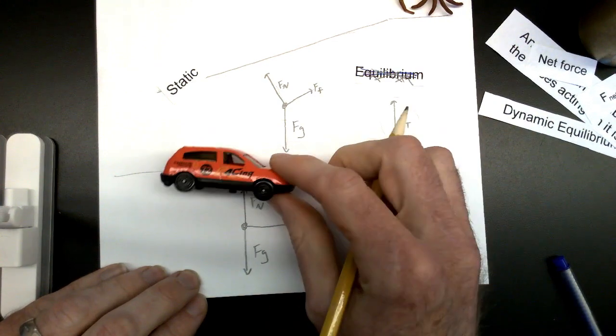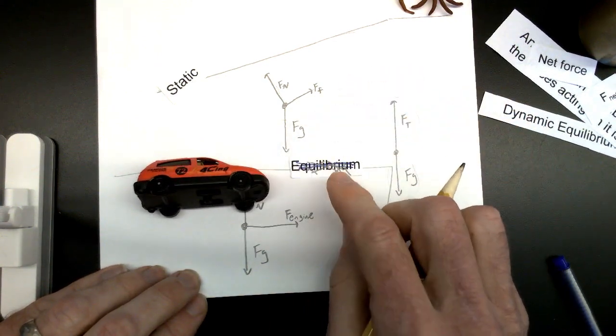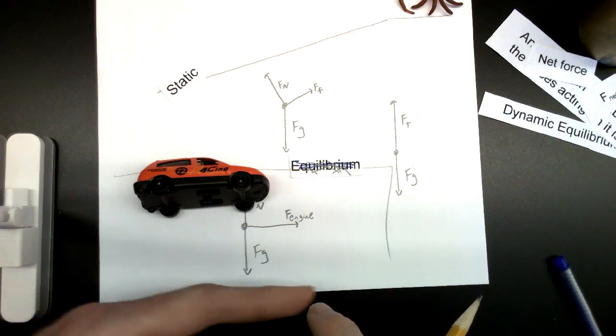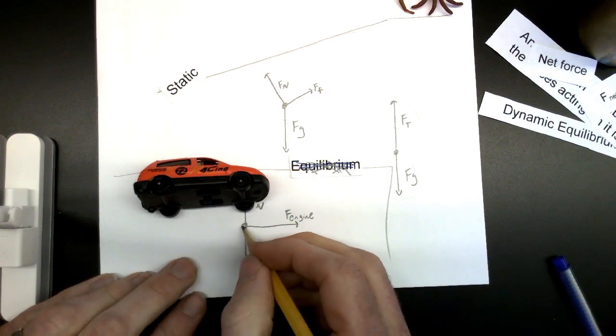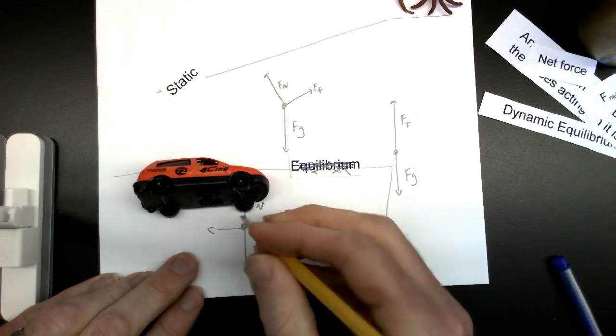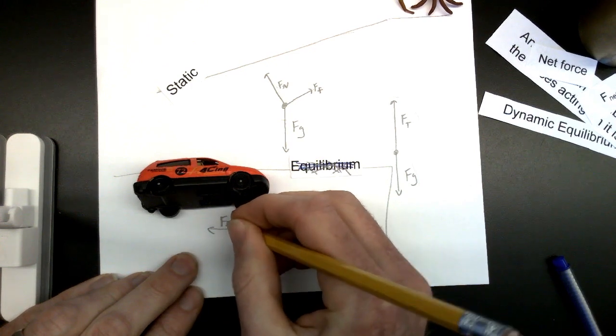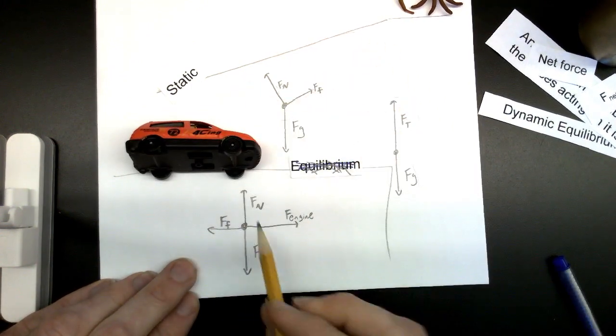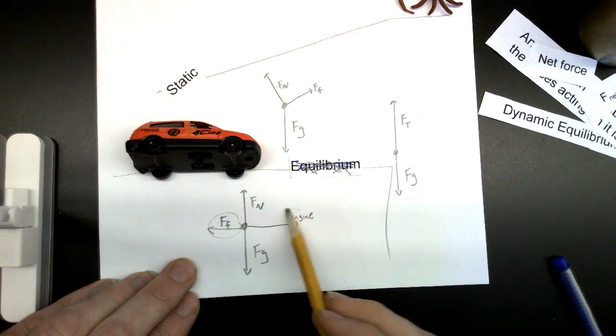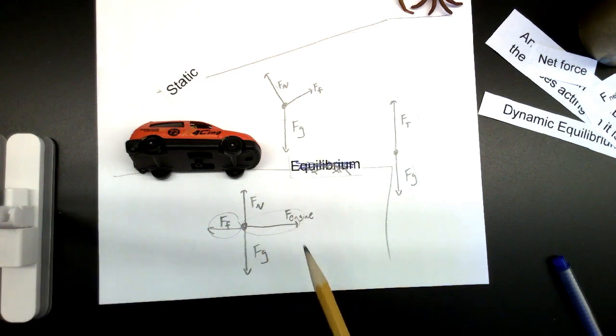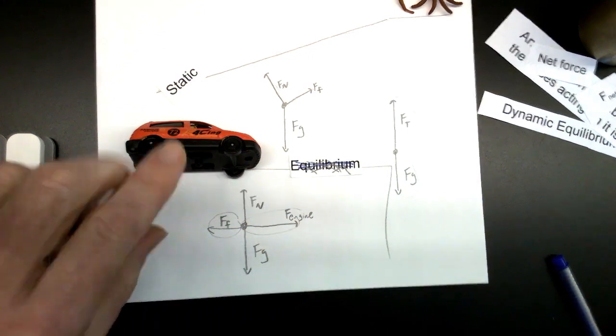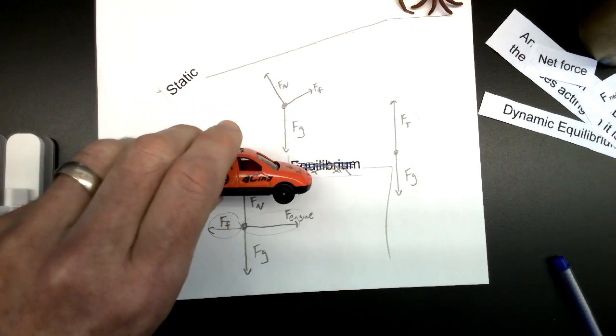Since I said this is a not equilibrium situation, and the car is accelerating to the right, I'm going to make sure that I draw my drag or my friction. I'm just going to label it as friction over here, going to the left, but notice how this vector is smaller than this vector. So I have a net force going in the right direction. That way I know that it's going to be accelerating in the right.